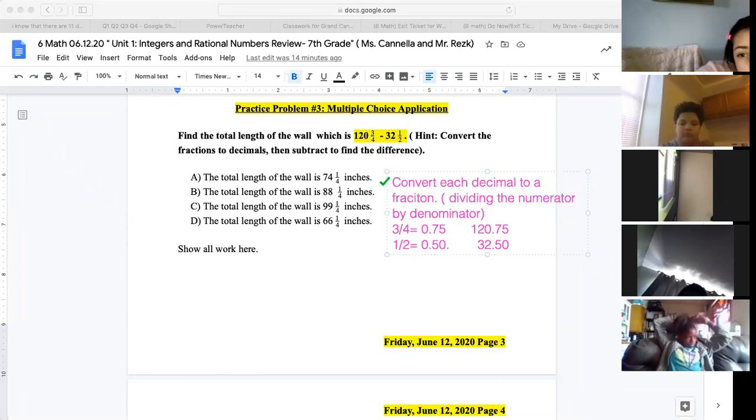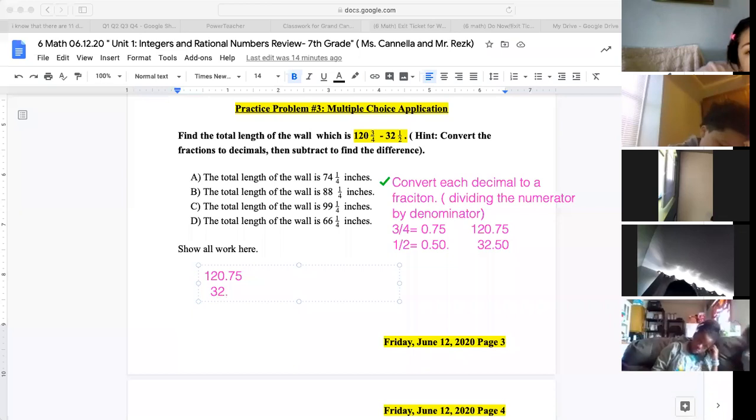Now it says that you physically have to subtract. So we're going to subtract 32.50 from 120.75, and we're going to get one of these answers. But before we get one of those answers, we're going to get it as a decimal first, and then we have to convert it into a fraction. So hold on. Now over here, we're going to line up the decimals, 120.75, and then line up 32.50.